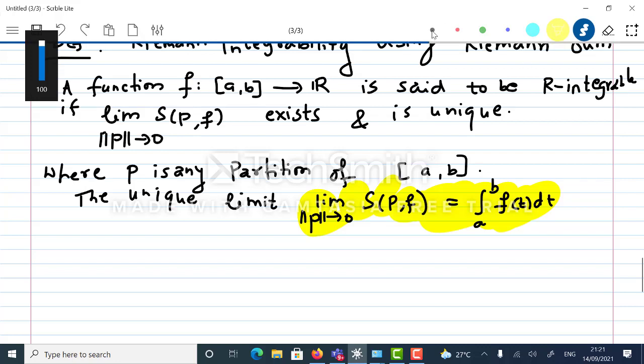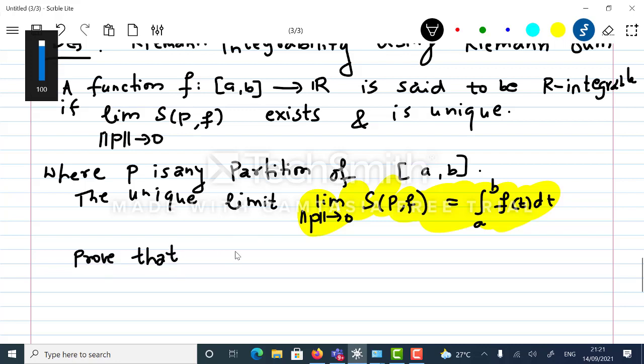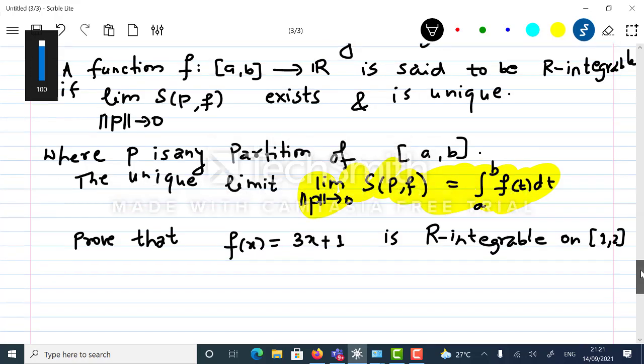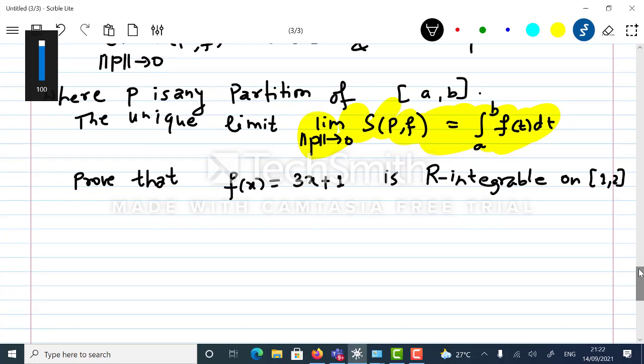So let's have a question based on it. Prove that f(x) = 3x + 1 is R integrable on the closed interval [1, 2]. Okay, so what I'll do, I'll find out the limit of S(P, f) as norm P goes to 0. If that limit exists and if it is unique, then we will say that the function is R integrable, and that limiting value is basically the integral.